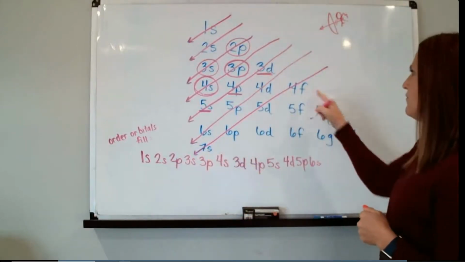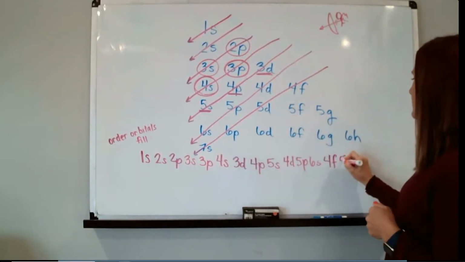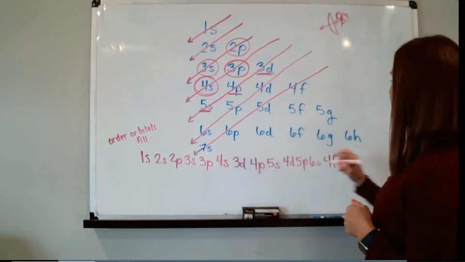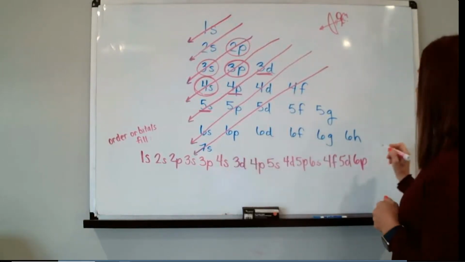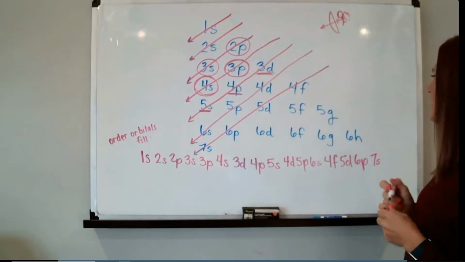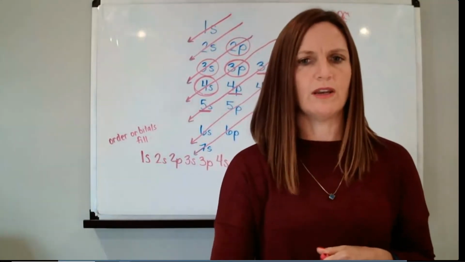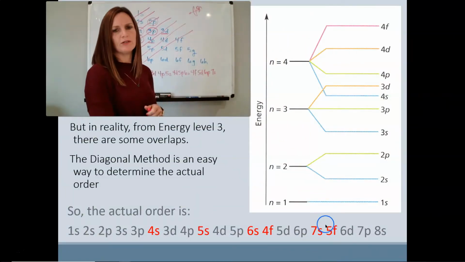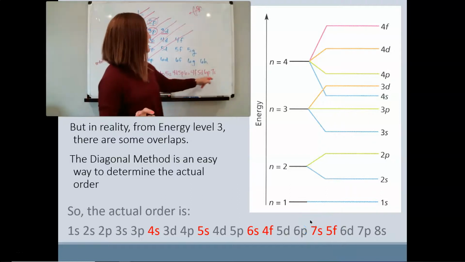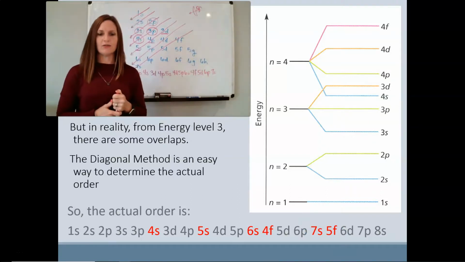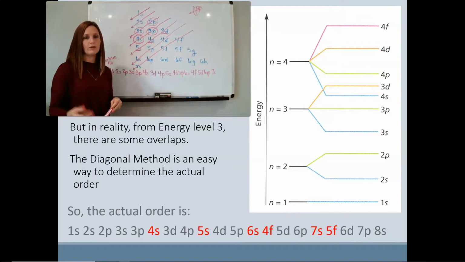and we're going to see 4f, 5d, 6p, and 7s. And we're going to go ahead and stop here with our orbitals filling for now. This one continued on through 5f, but I'm really not going to take you much past 6p. That's going to be about the end of where I'm going to take you. So this is the actual order that the orbitals fill.